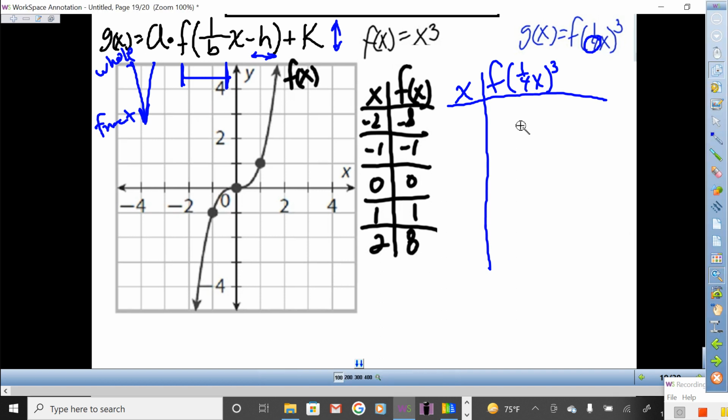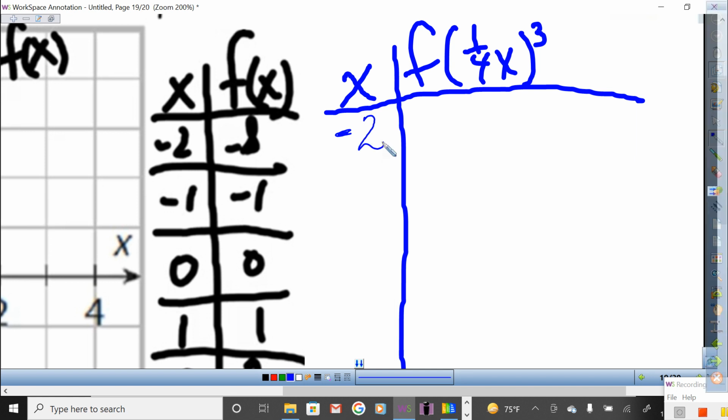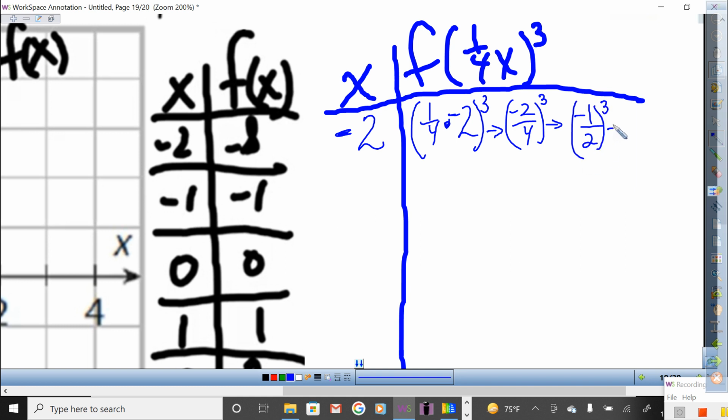All right, I'm going to zoom in so I can show you the work. So my first value that I'm going to use is -2. For the purpose of saving space, I'm not going to write the f function because I know it's a function. So I'm going to start with parentheses. I got 1/4 times x. What is x now? -2, cubed. What is 2 times 1/4? That's -2/4 cubed. Can I simplify that fraction? Yes, -1/2 cubed. Numerator: what is -1 times -1 times -1? -1. What is 2 times 2 times 2? 8.